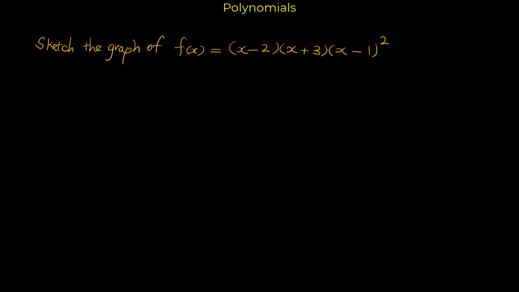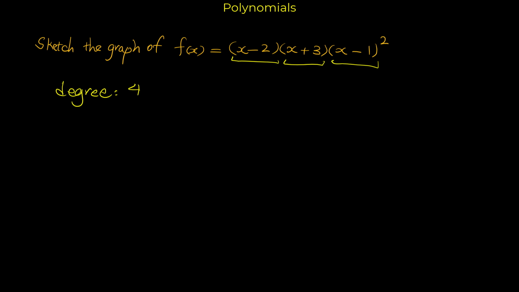Now look at this example. x minus 2 times x plus 3 times x minus 1 to the 2. First, tell me what is the degree of this polynomial. This polynomial is of degree 4. The reason is that we have x minus 2 of degree 1, x plus 3 of degree 1, and x minus 1 to the 2 of degree 2. Attention, x minus 1 to the 2 means x minus 1 times x minus 1. So basically this is of multiplicity 2. This factor is repeated, so it is of multiplicity 2 because it's repeated twice. So this is 2 plus 1 plus 1, 4.